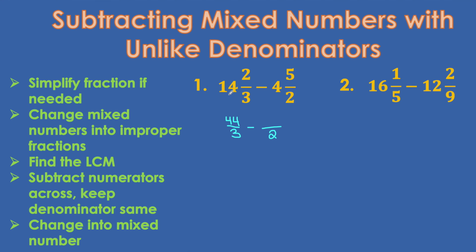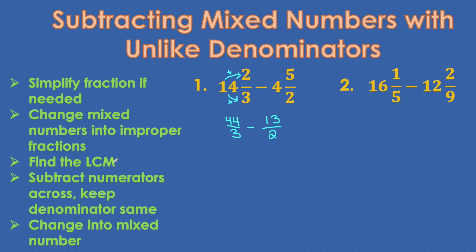So if you need a refresher to change a mixed number into an improper fraction, multiply the denominator by the whole number, then add it to the numerator. Now let's convert the second fraction. 4 times 2 is 8, plus 5 is 13. So we have 44 thirds minus 13 over 2.